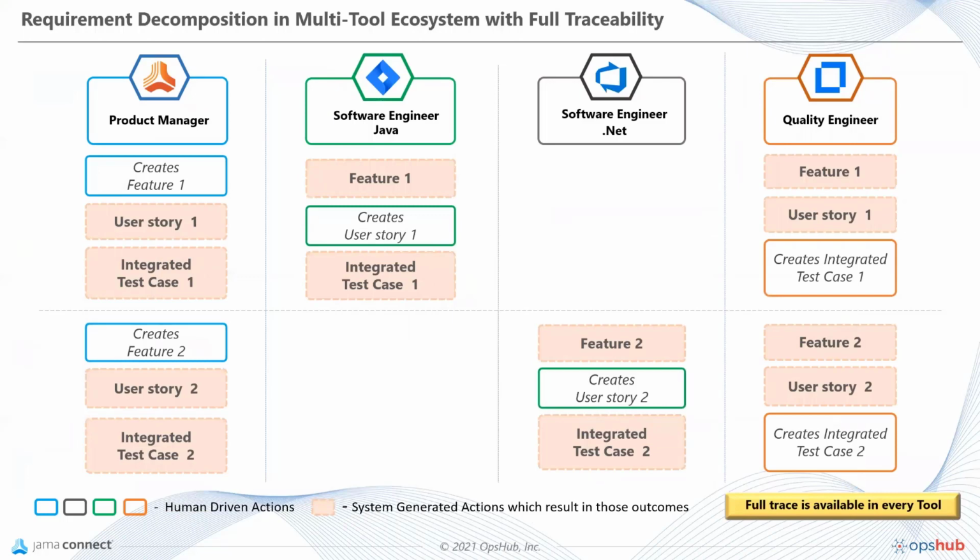So again, this is showing how you've got feature one, it's been confirmed, the questions have been answered, the Jira and Azure DevOps engineers create their user stories, and the quality engineer also has full visibility into that feature and the user stories for both the Java team and the .NET team, and is able to create their integrated test cases.